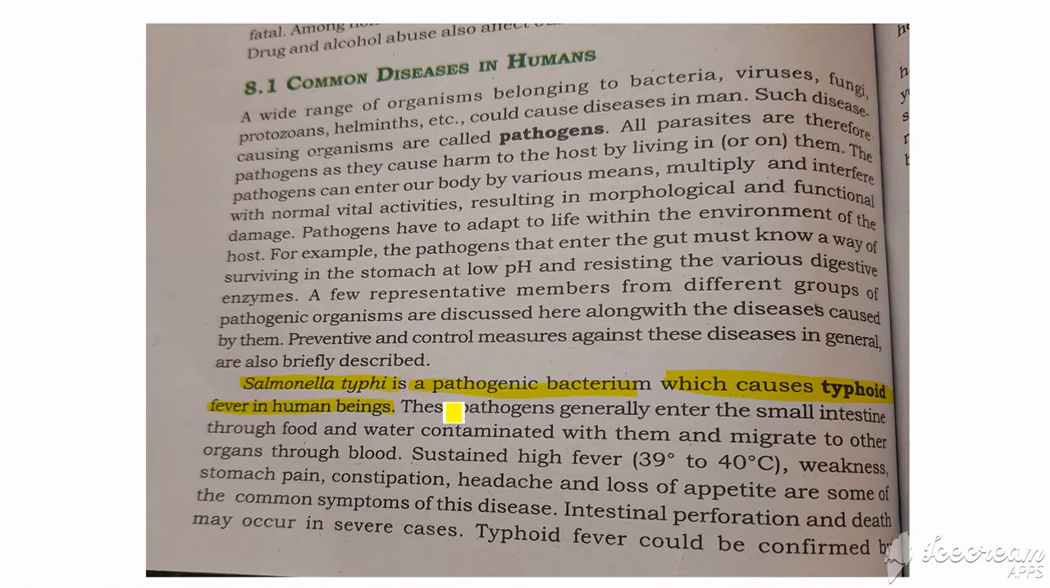So these pathogens generally enter the small intestine through food and water contaminated with them. So contaminated food and water containing Salmonella typhi, and then they migrate to different organs through the blood, and this causes sustained high fever, around 39 to 40 degrees Celsius, and the symptoms being weakness, stomach pain, constipation, headache, loss of appetite, and some of the common symptoms which are given.